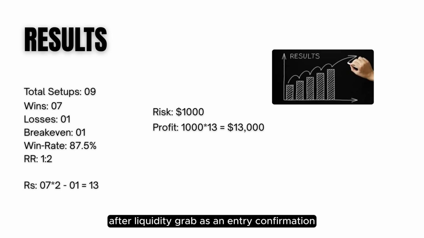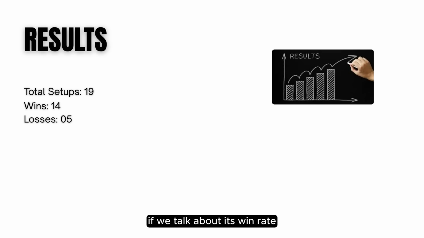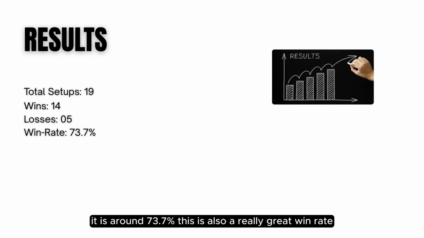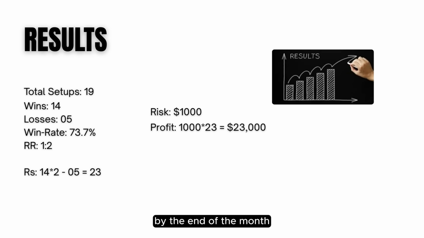In this case, a total of 19 trades were formed, out of which 14 resulted in profit. This also includes the 7 wins that happened after the market structure shift. Anyway, 5 trades resulted in loss. If we talk about its win rate, it is around 73.7%. This is also a really great win rate. With a risk to reward ratio of 1 to 2, total R gained would be 23, which means if you are risking $1,000 per trade, by the end of the month, your total gain would be $23,000.